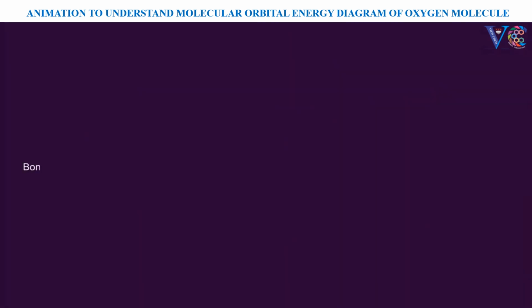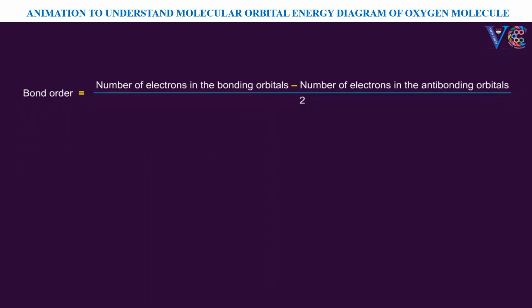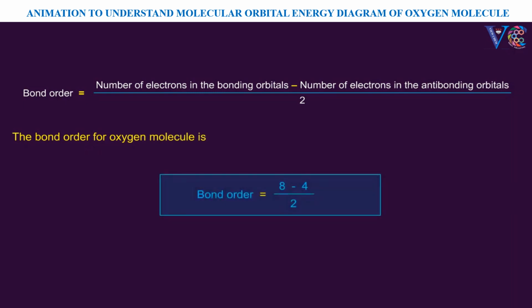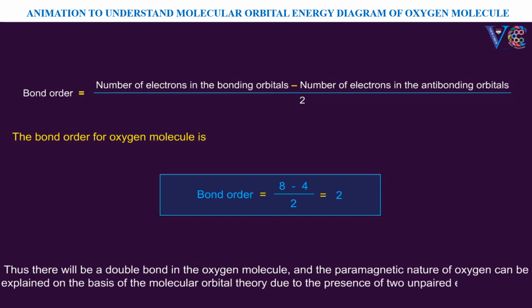Bond order is equal to the number of electrons in the bonding molecular orbitals minus the number of electrons in the antibonding molecular orbitals, divided by 2. So, the bond order of oxygen molecule is equal to 8 minus 4, divided by 2. That is 2. Thus there will be a double bond in the oxygen molecule. And the paramagnetic nature of oxygen can be explained on the basis of the molecular orbital theory due to the presence of 2 unpaired electrons in the pi star 2p antibonding molecular orbitals.